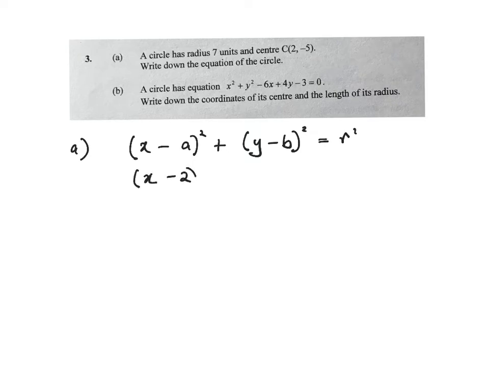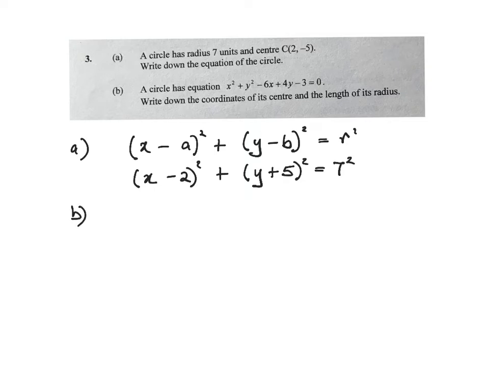Part A, we're going to use the form x minus a all squared plus y minus b all squared equals r squared. So it will be x minus 2 all squared, y minus minus 5, so I'll write that as plus 5, equals 7 squared. We could write the 7 squared as 49, but that's perfectly acceptable.